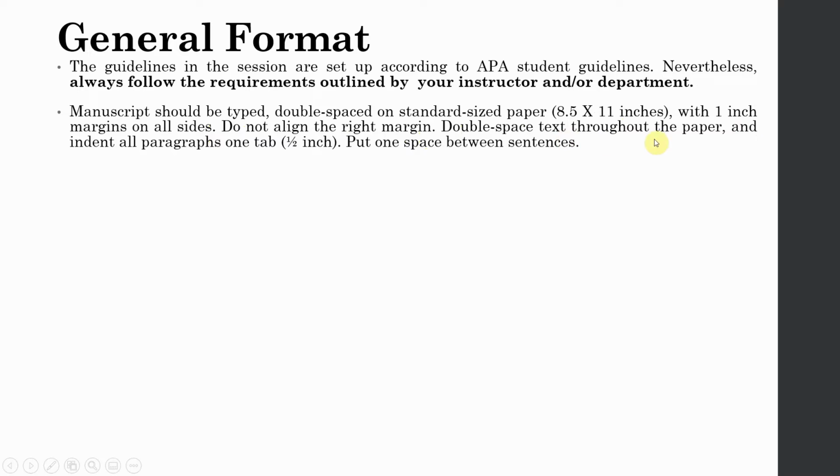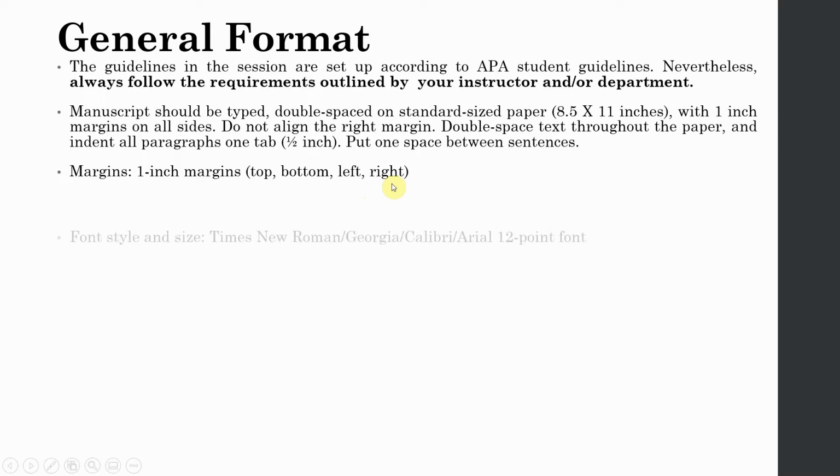Double-space text throughout the paper and indent all paragraphs on tab, that is ½ inch. Put 1 space between the sentences. Margins: 1 inch margins, top, bottom, left and right.